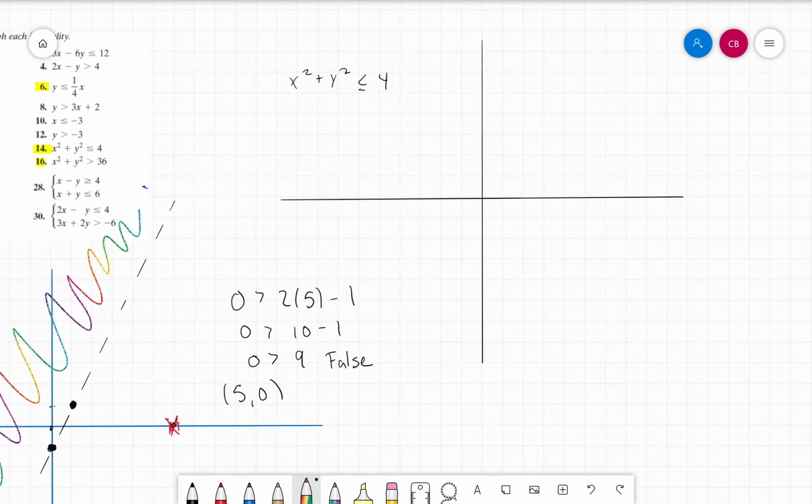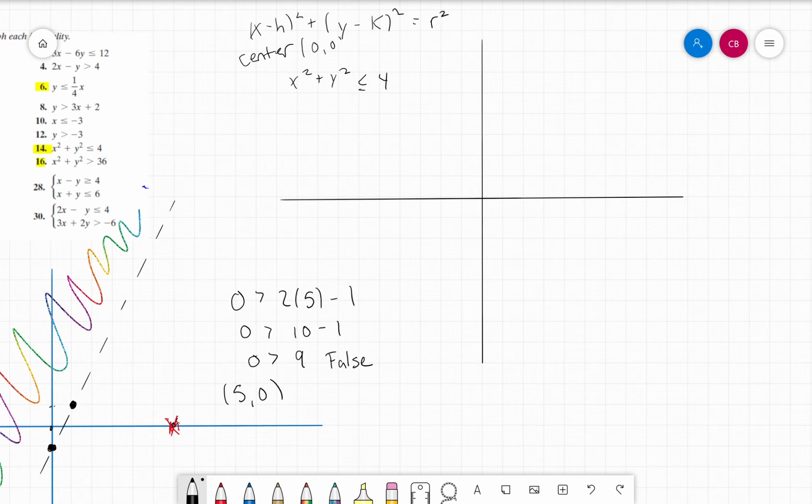Now we're going to do one more example. We have a circle in this case. Remember the form is (x minus h) squared plus (y minus k) squared is equal to r squared, where r is the radius.